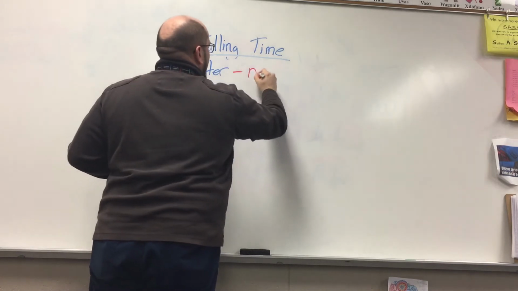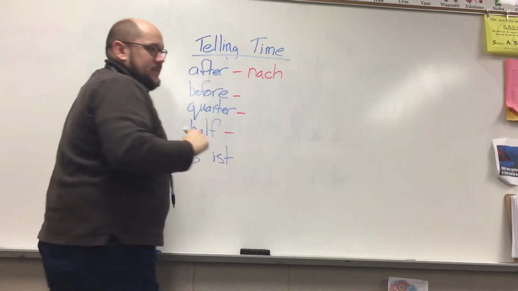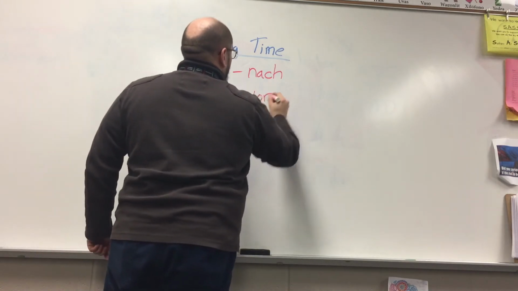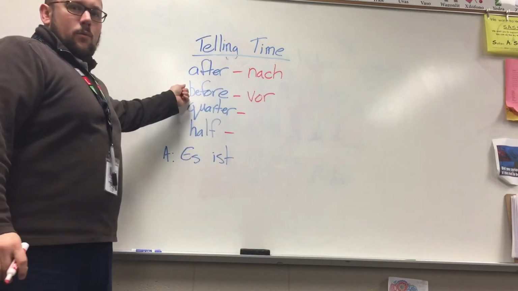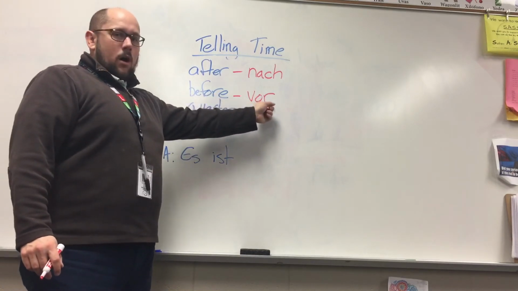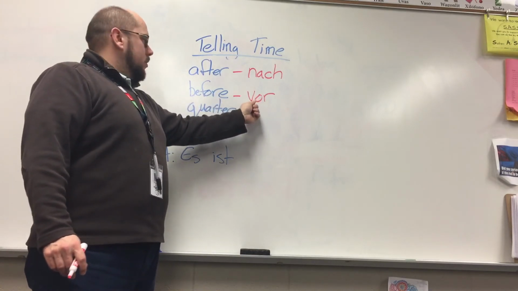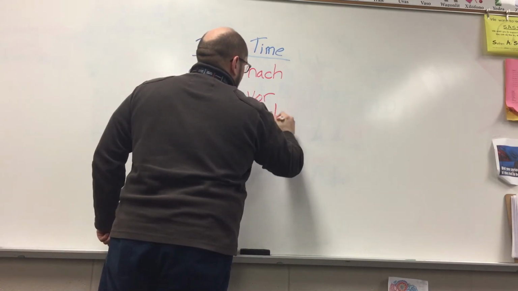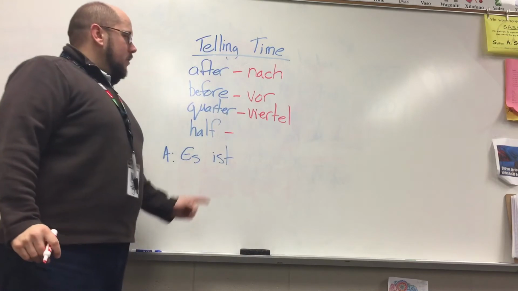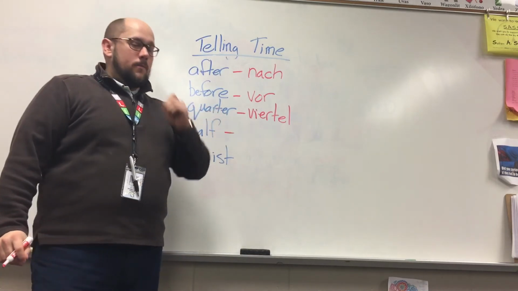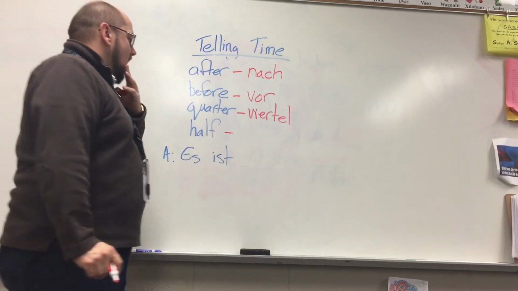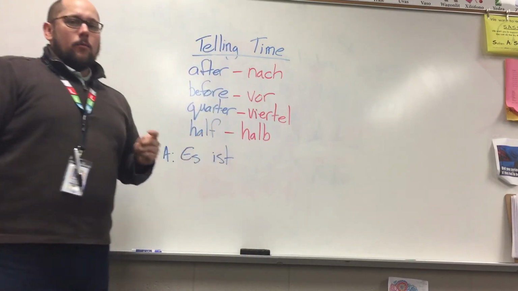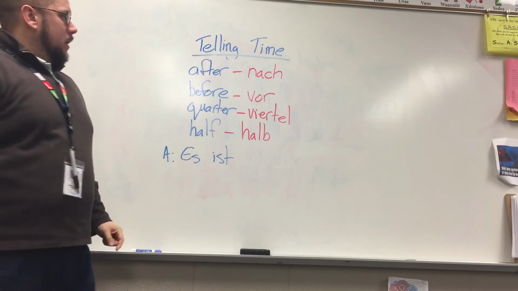The word for after that we will use is nach. Before, we use the word vor, V-O-R. Remember the V makes the F sound. So vor. Quarter: Viertel. Viertel is our word for quarter. And then our word for half, halb.